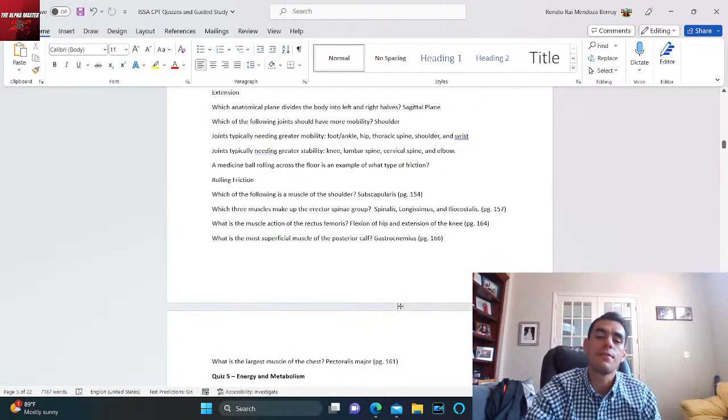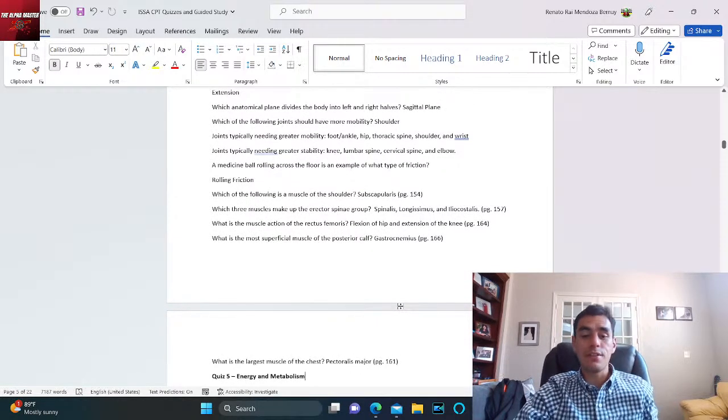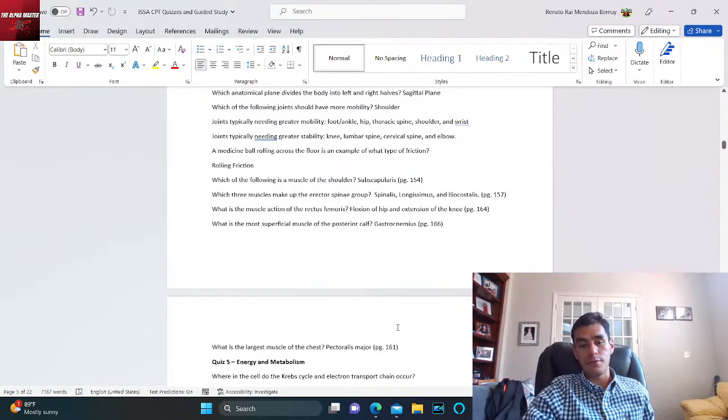The largest muscle of the chest is going to be the pectoralis major. The largest muscle of the chest is the pectoralis major. And after that, I'm taking my break.